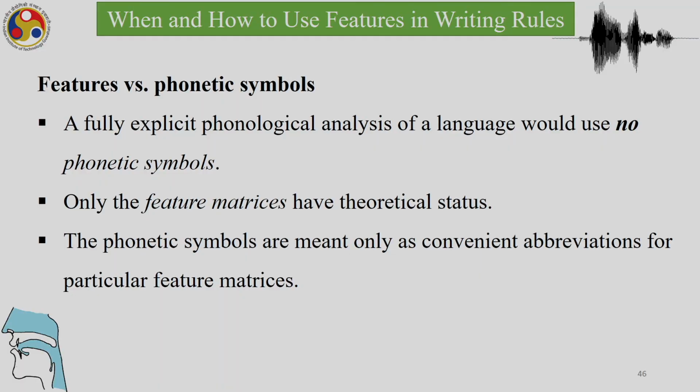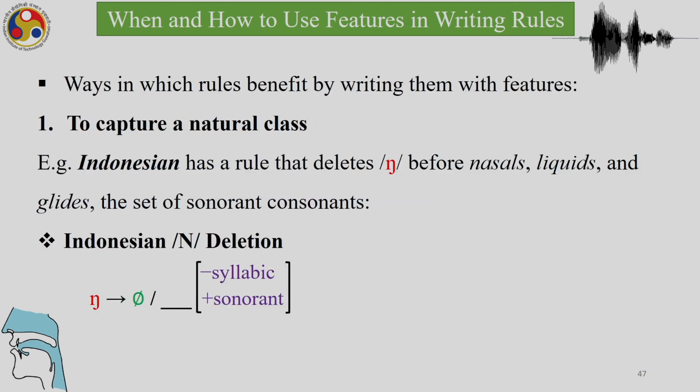Features versus phonetic symbols. A fully phonological analysis of a language would use no phonetic symbols, and only the feature matrices have theoretical status in a language. The phonetic symbols are meant only as convenient abbreviations for particular feature matrices. Ways in which rules benefit by writing them with features. We have seen a bit of this in the previous lecture.